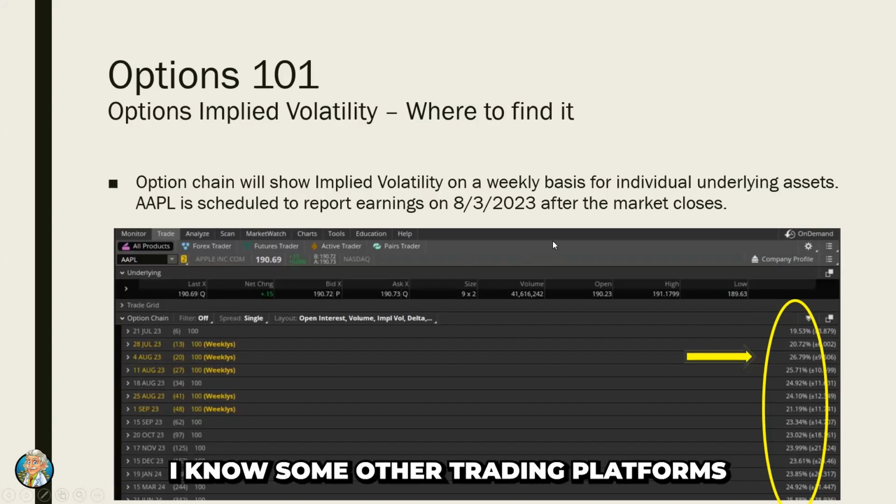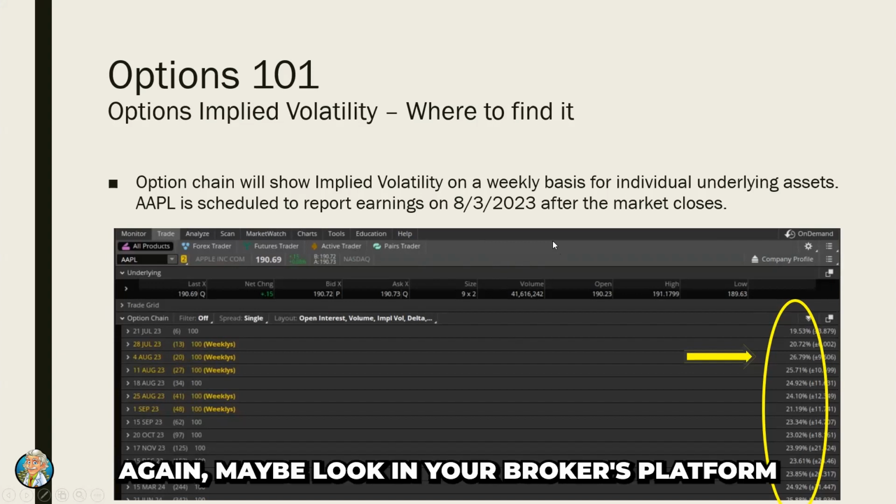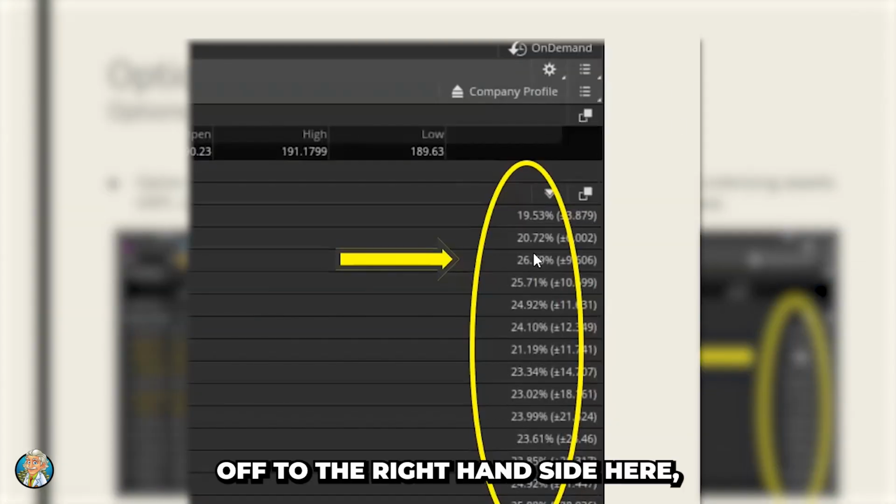Thinkorswim, I'd have to go back. I know some other trading platforms have it as well. Again, maybe look into your broker's platform. Off to the right-hand side here, you'll see these percentages, and these percentages represent the implied volatility percentage.